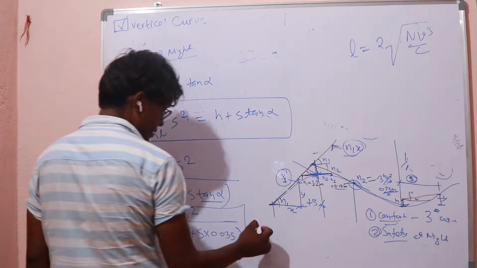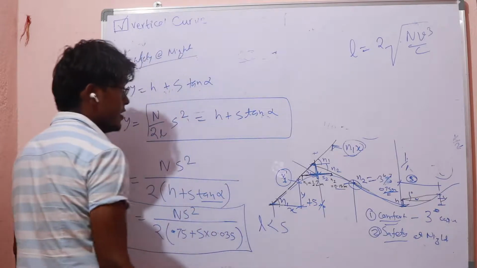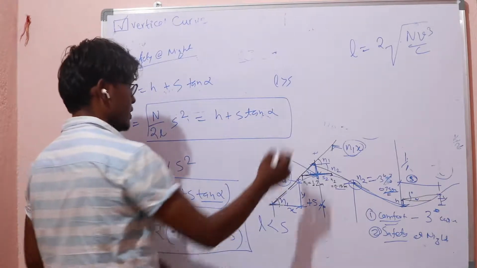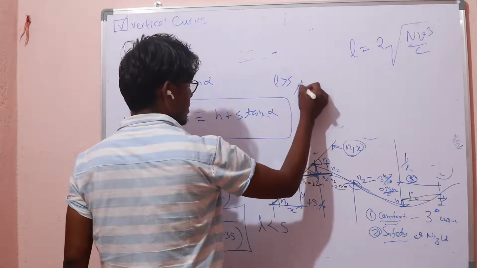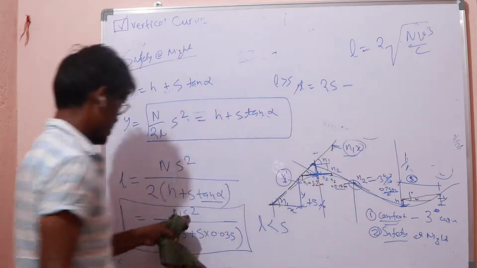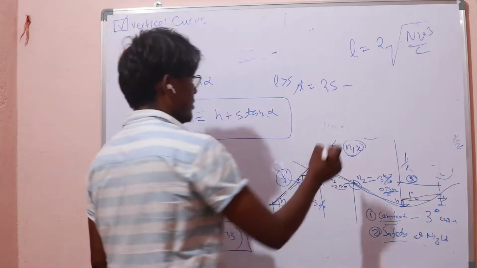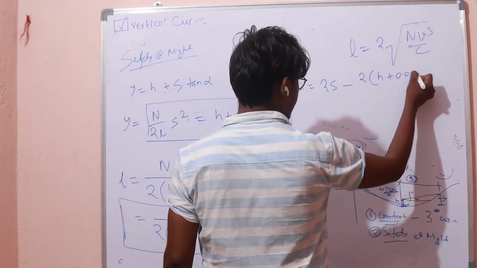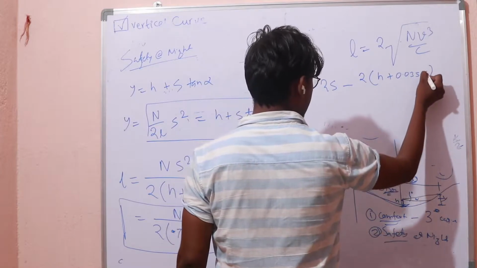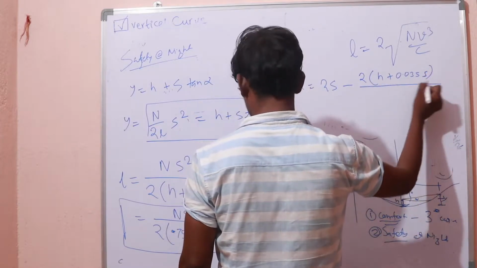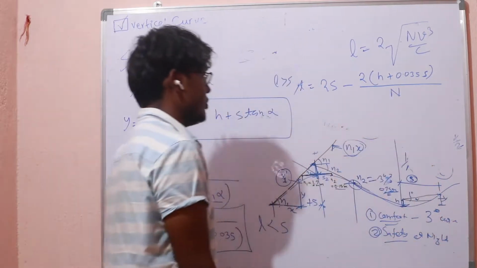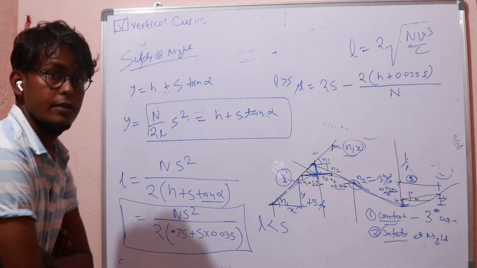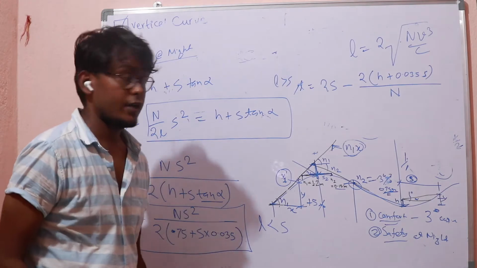What happens if the length becomes greater than s? Then L is equal to 2s minus the reciprocal of the remaining thing, 2 times the headlight height h plus 0.035s over n. So this is the formula if L becomes greater than S. So that's okay for now, and we can solve a problem here.